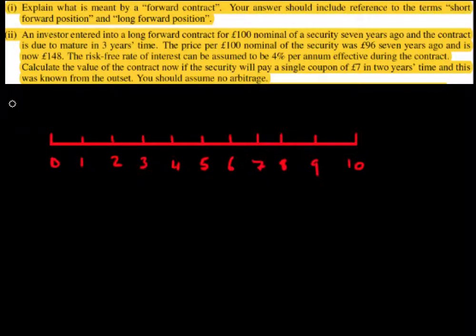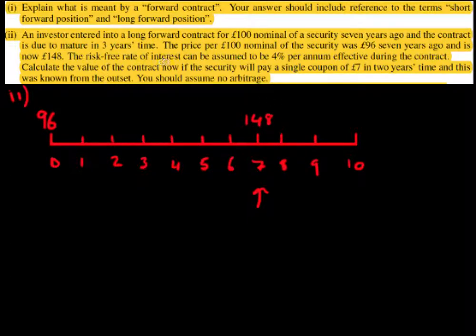And now looking at the question with the numbers part. So we have an investor who entered into a long forward contract for £100 nominal of a security 7 years ago. Okay, so we're actually at this point in time over here, and this is where we started 7 years ago, and the contract is due to mature in 3 years' time. So that's why I've got it going over 10 years. The price per £100 nominal of the security was £96 7 years ago. So here's where it was 96, and now it's 148 today.